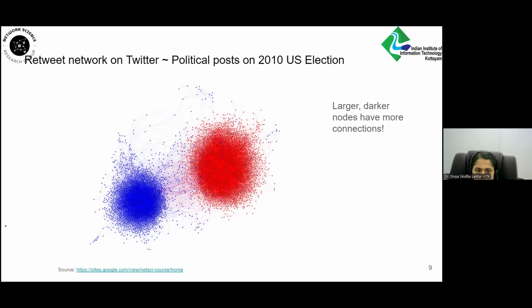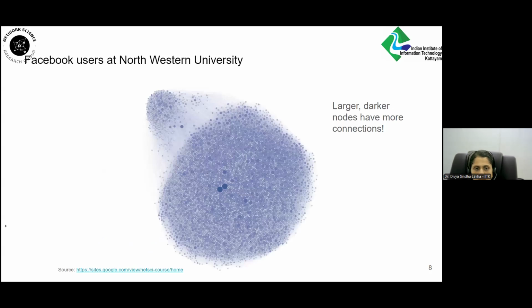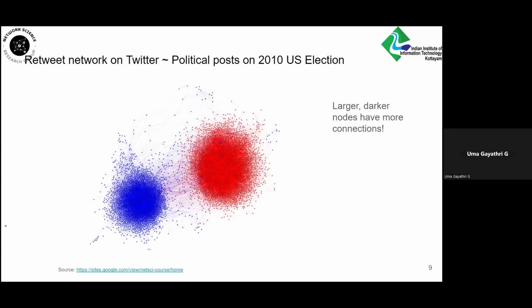In the previous network, almost all nodes had similar colors, or different shades of a color depending on the number of connections. But in this particular network, there are two different colors. What do these colors mean? The nodes in blue represent one political party, and the nodes in red represent another political party. So two communities of nodes are clearly evident from this kind of network.